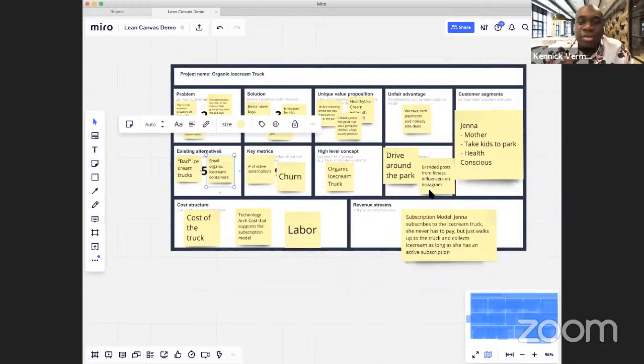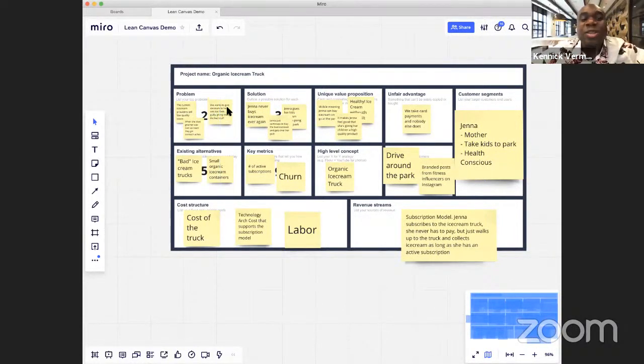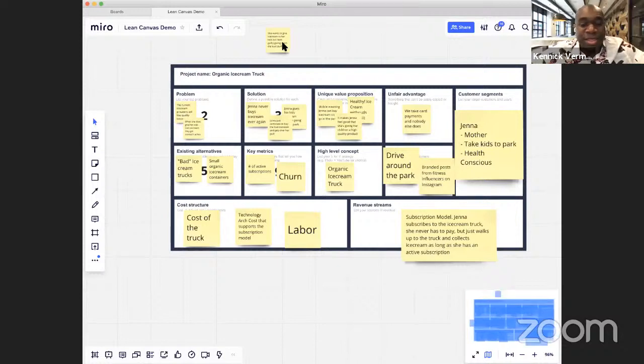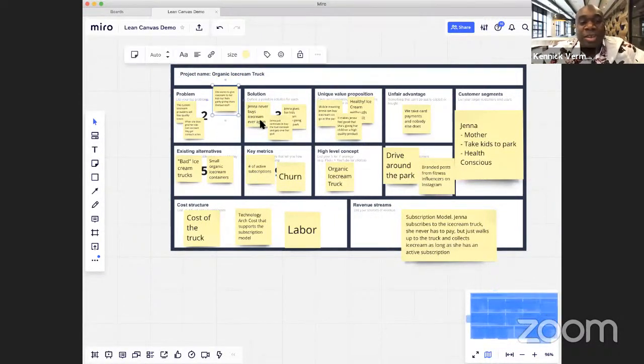And throughout this conversation, a lot of other things will appear. So problems that you didn't even know that Jenna was having will appear. When that happens, you have to figure out and determine whether or not these new problems are a bigger source of pain for Jenna than your current problems. If they are, then you've got to throw one of these guys away and spend the time validating this new problem and coming up with the solutions and the existing alternatives to that new problem.